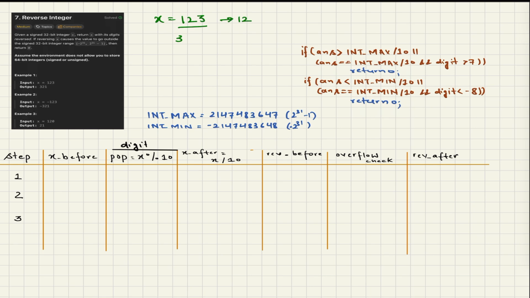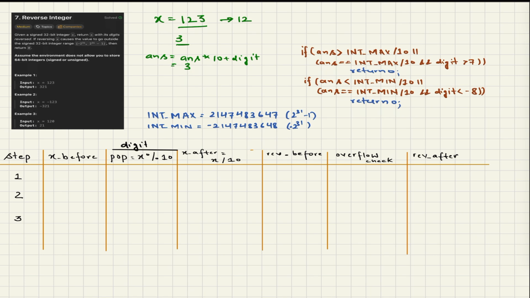Now for this 3, I will have something like answer, and I'll do answer times 10 plus this digit, right? And this digit I have gotten by doing x modulo 10. So let's say my answer was 0 in the starting. Now my answer will be 0 times 10, which is 0, plus 3. So right now my answer is 3.